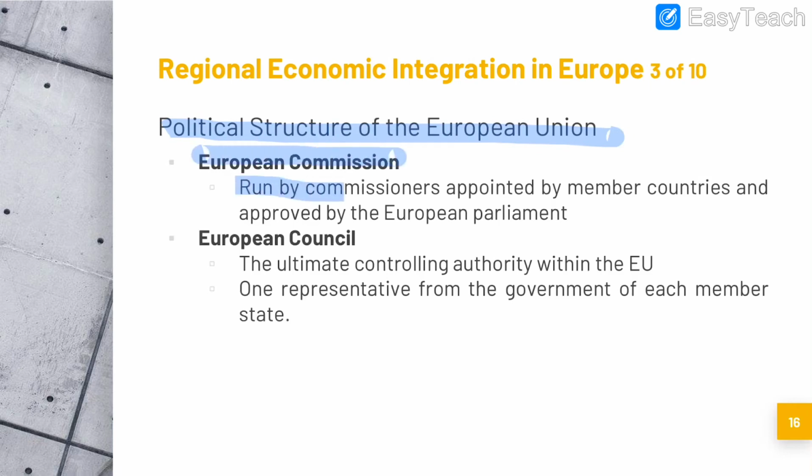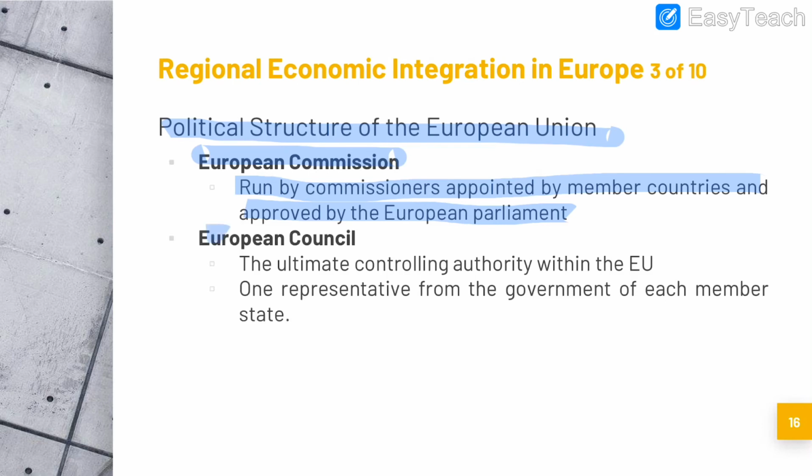The European Commission is run by Commissioners appointed by the member countries and approved by the European Parliament. The European Commission functions as the executive branch of the European Union. They are responsible for proposing legislation, implementing decisions, upholding the EU treaties, and managing the day-to-day running of the EU.